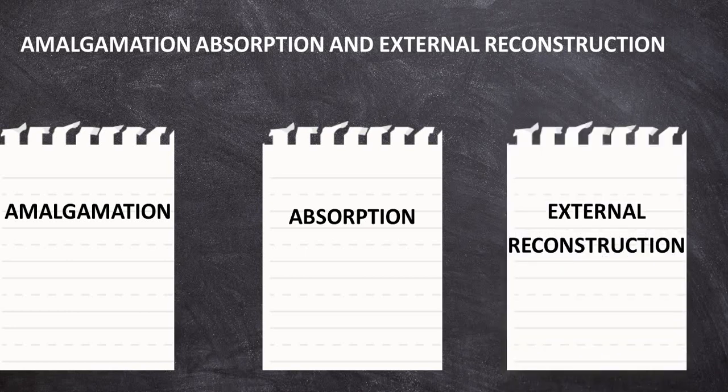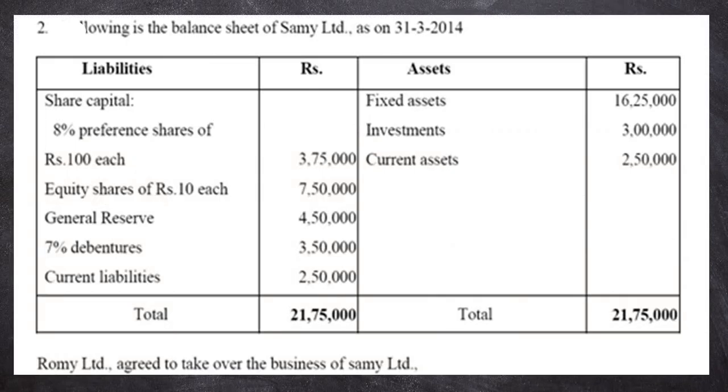Next one is external reconstruction. When an existing company is liquidated and a new company is formed with the same shareholders to take over its business, then it is an external reconstruction. Sick companies with accumulated losses usually undergo such reconstructions. So this is the meaning of amalgamation, absorption and external reconstruction.